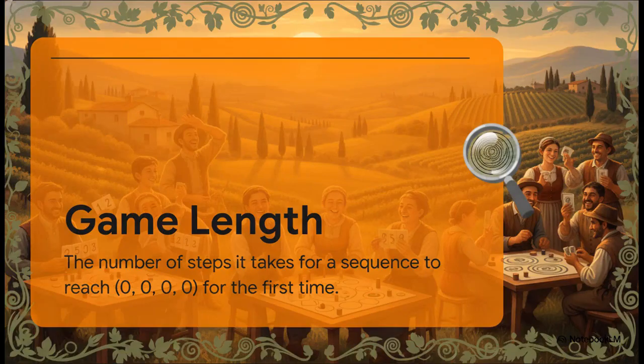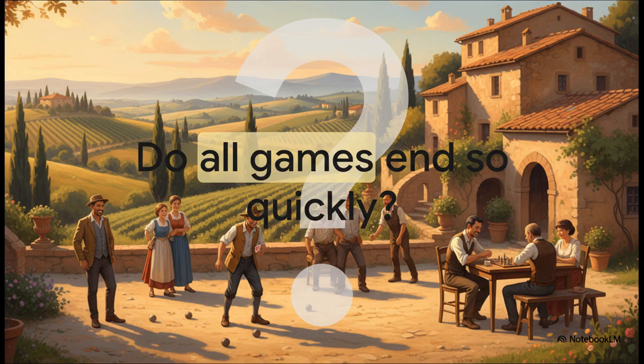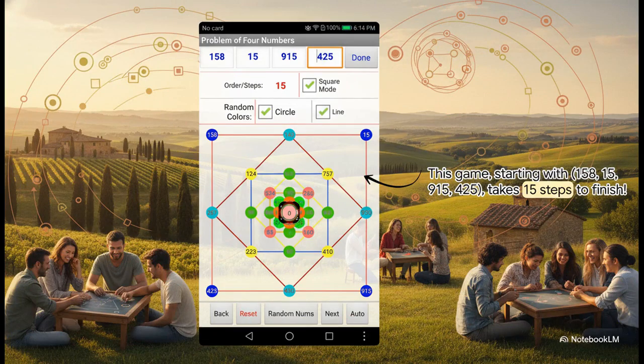In the world of these Ducci sequences, this is what's known as the length of the game. It's literally just the number of steps it takes for the 4 numbers to hit all zeros for the very first time. So our first example game had a length of 4. But is a length of 4 typical? Or can these games sometimes go on for way, way longer? Oh yeah, they can go longer, a lot longer.